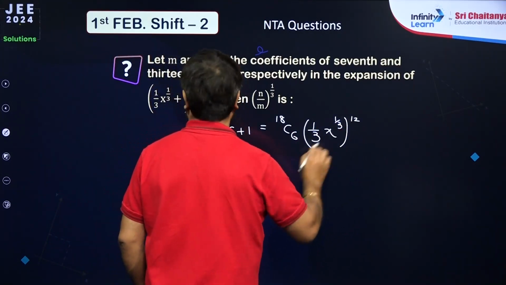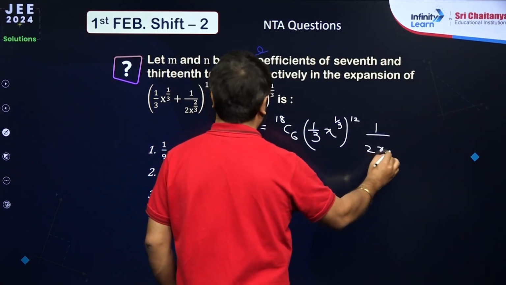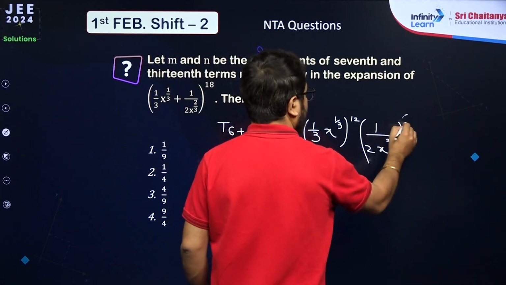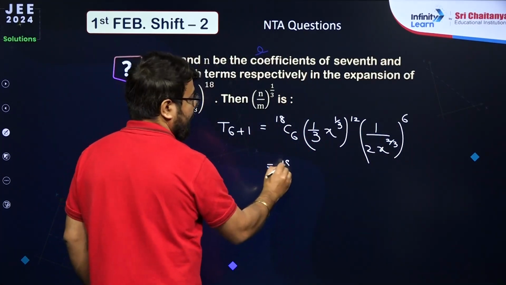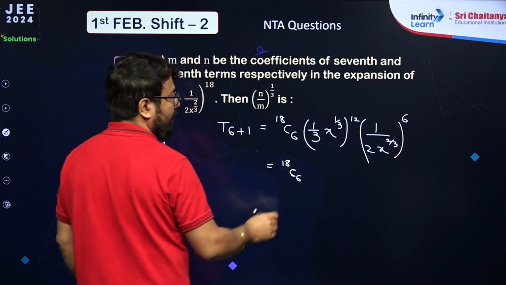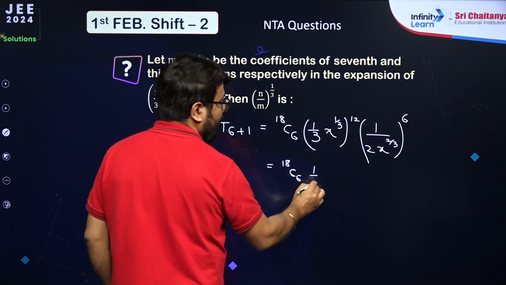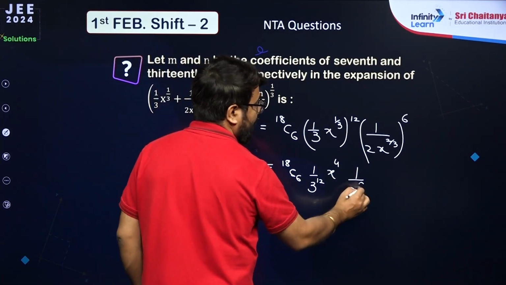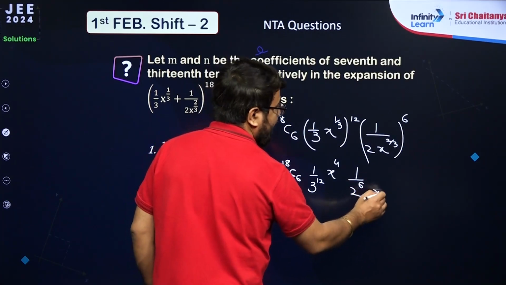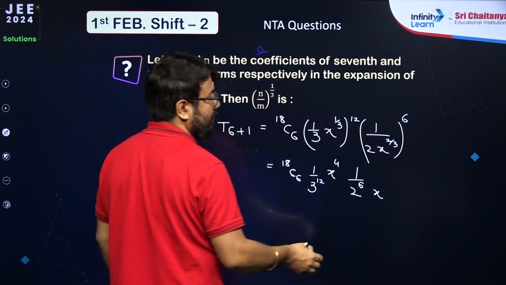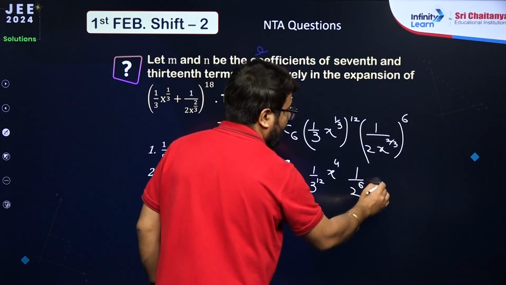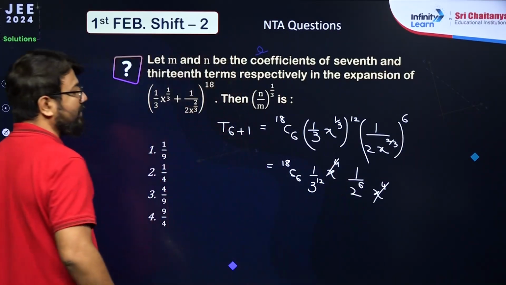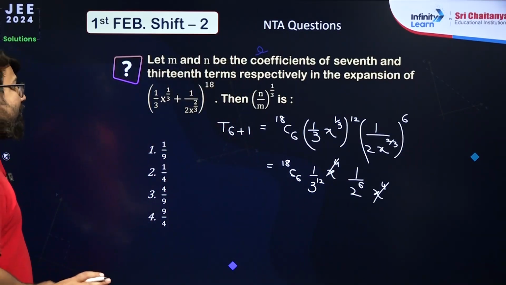It will be raised with the power 12, and then (1/2 x^(2/3)) will be raised with the power 6. Alright, so it becomes 18C6. Okay, it will be (1/3)^12, and then x raised to the power 4. Then it will be (1/2)^6, and here it is x raised to the power (2/3)×6, so that becomes x^4. x^4 and x^4 get cancelled. So this is T6+1, the 7th term that we have got.